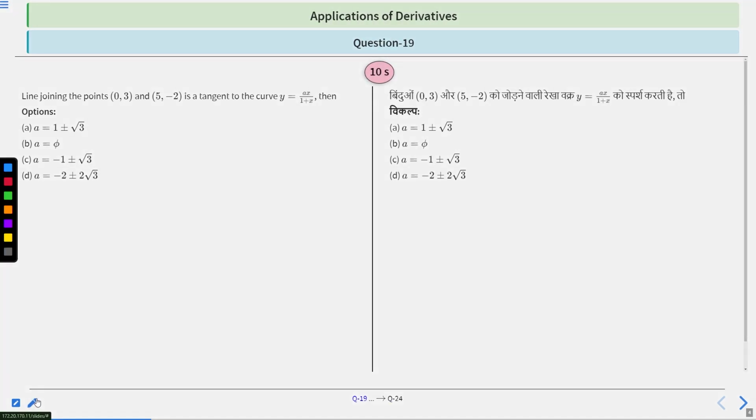Okay, let's start with question number 19, which says line joining points (0, 3) and (5, -2) is tangent to the curve y is equal to ax upon 1 plus x. Then, which option is correct?